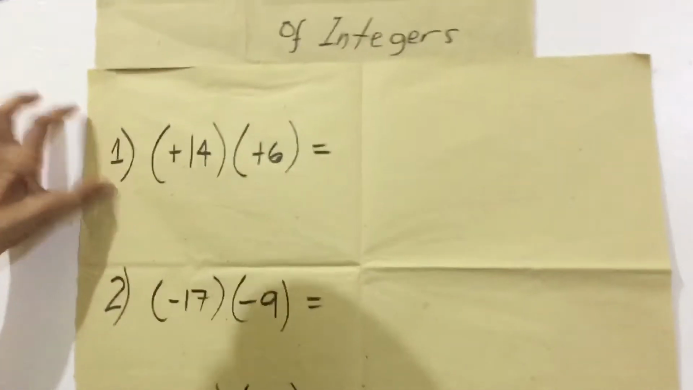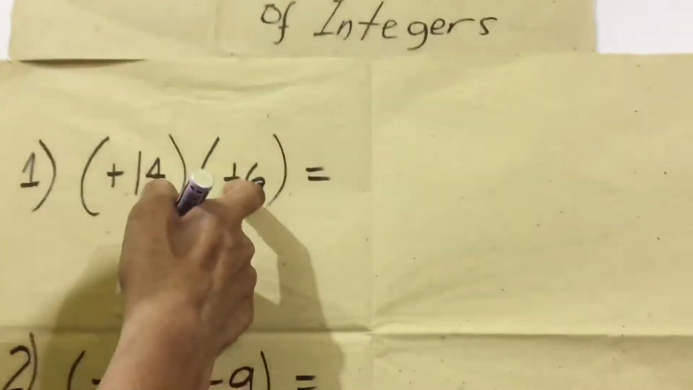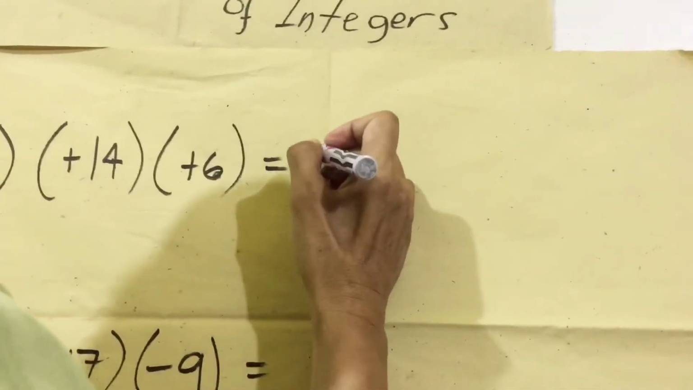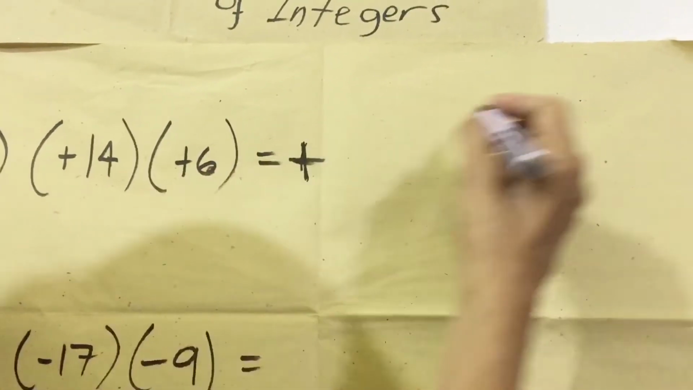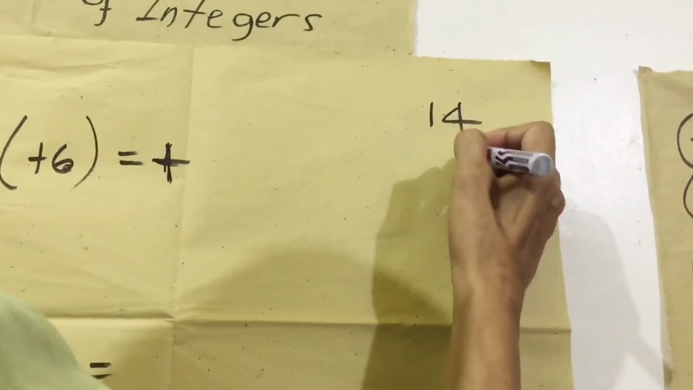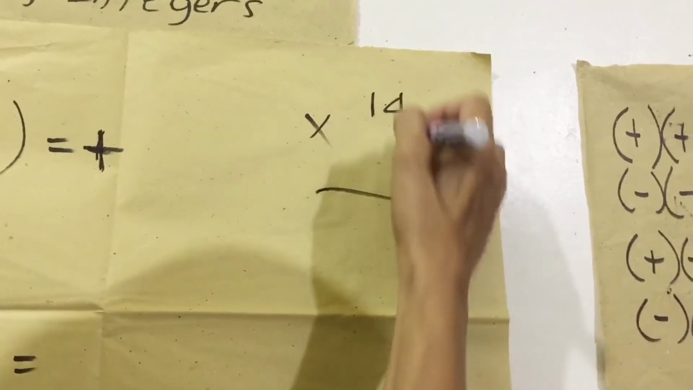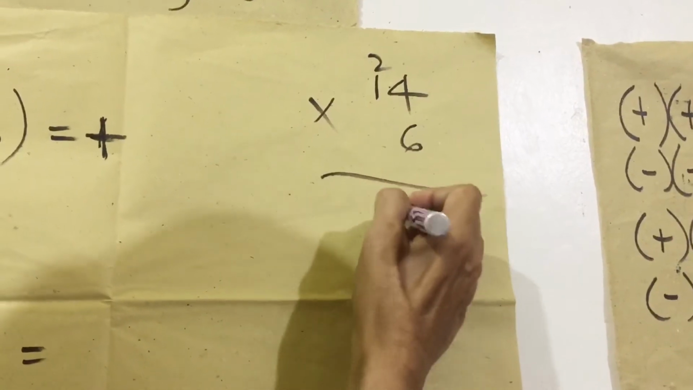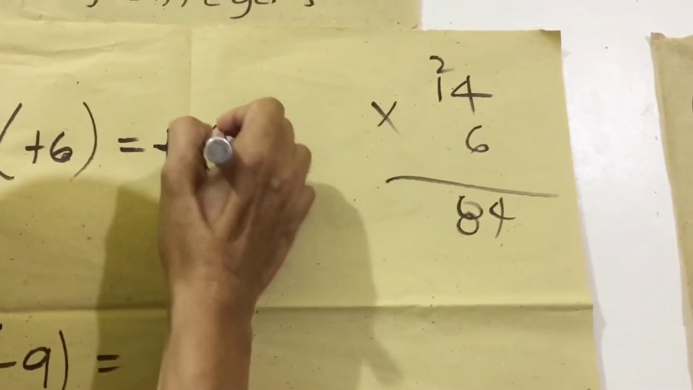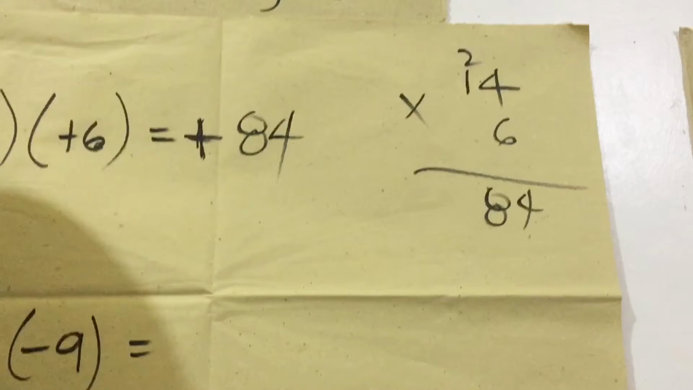Okay? Sagutan na natin ang number 1. Positive times positive equals positive. Then, 14 times 6. You have to compute 6 times 4, 24, carry 2, 6 plus 2, 84. So the answer is 84.